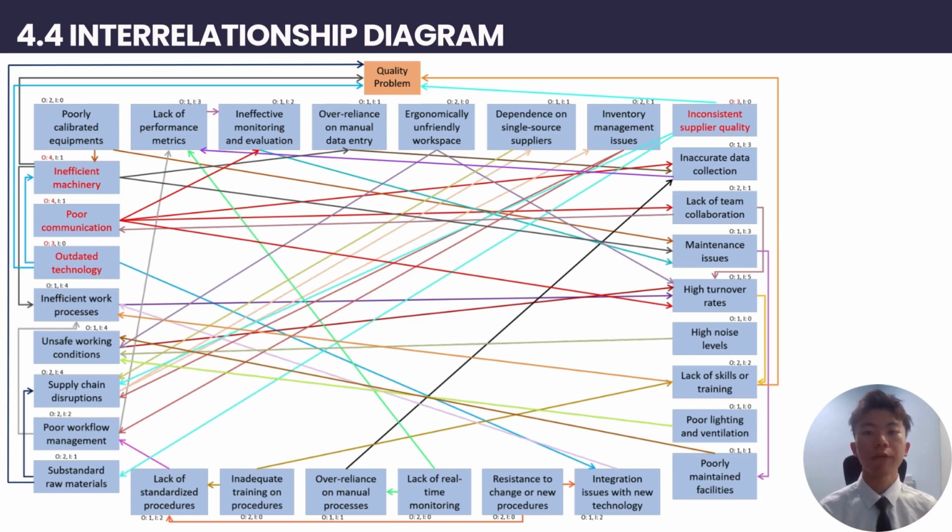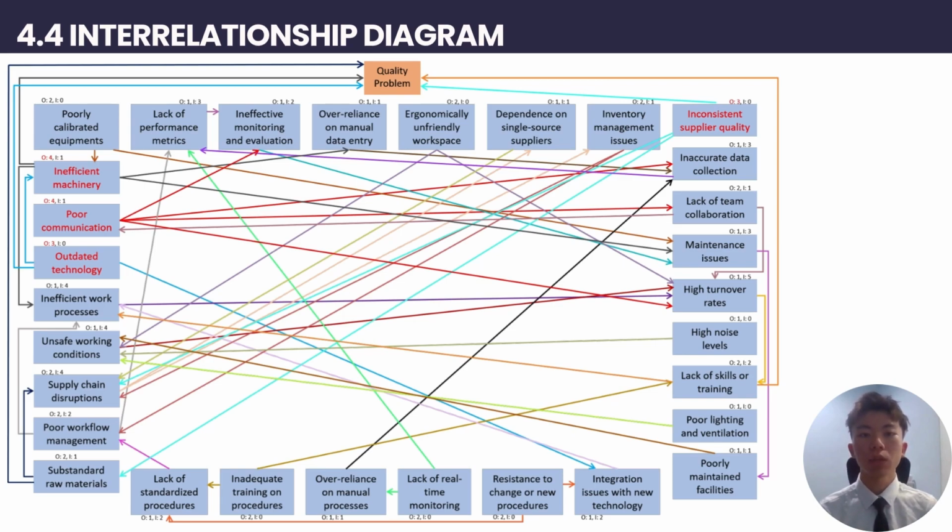Firstly, inefficient use of machinery, or what we call machines on idle, is a pivotal issue. It creates maintenance issues, disrupting operations and contributing to inefficient work processes that slow down productivity. This inefficiency can lead to high turnover rates as workers become frustrated with frequent machinery breakdowns and supply chain disruptions, interfering with production schedules.